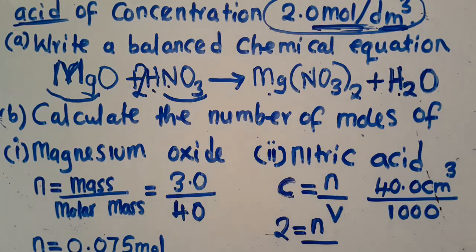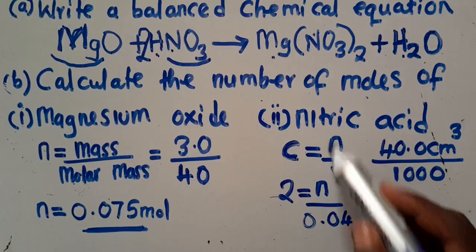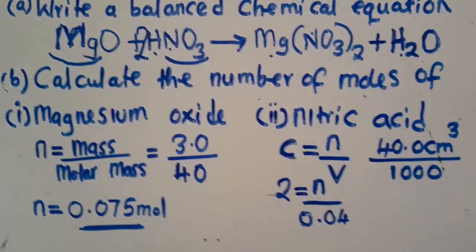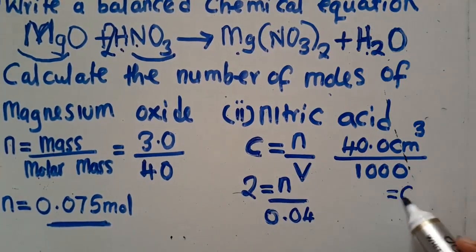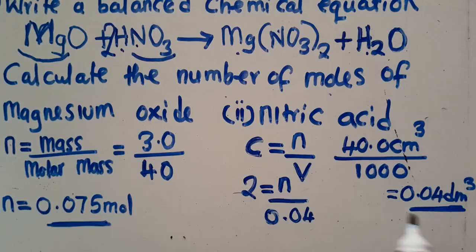The answer that you are going to get will be 0.04. So this is the volume. That's why I've even written it here. This is the volume, number of moles over volume. So converting that, the answer that you get is 0.04 decimeters cubed. So this is the answer once we convert. So I've converted, I put it here.